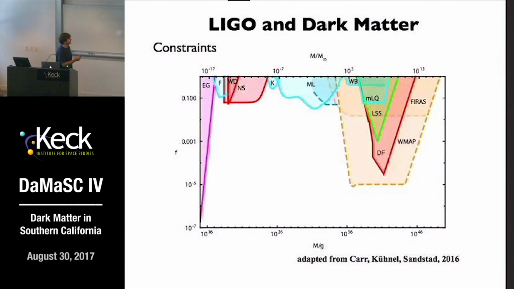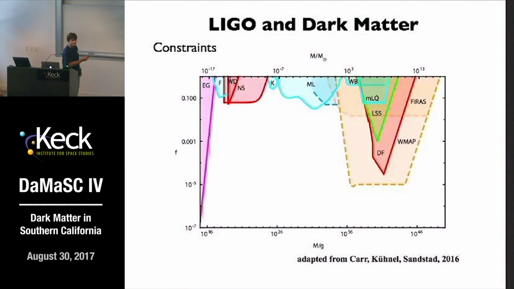Then this is femtolensing. This is from Fermi data of gamma ray bursts. So here you're probing black holes that have comparable sizes to the wavelength, and so you get interference in the energy spectrum, which gives you constraints from the Fermi data. That's what's shown here. Then this little wedge here is from white dwarf explosions. So the idea is that you have these primordial black holes that travel through a white dwarf, heat it, and eventually it explodes.